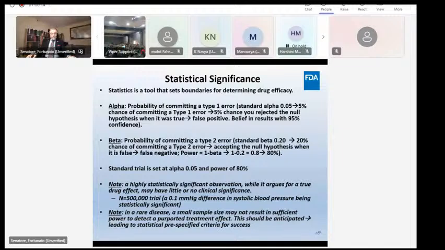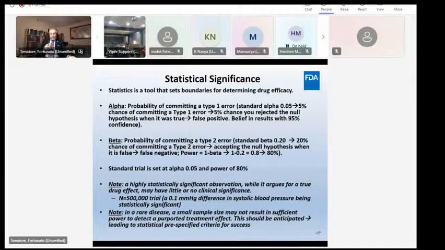When you have a hypothesis, my drug works, or better than placebo, the null hypothesis is my drug does not work compared to placebo. When you reject that null hypothesis when it's true, it's a false positive. The drug doesn't really work and you think it does. So there's a belief in the results with 95% confidence. Beta is the probability of committing a type 2 error. Now, we usually set beta as 0.2, 20%. And the reason why we set beta as 20% is because we want to set alpha at 5%.